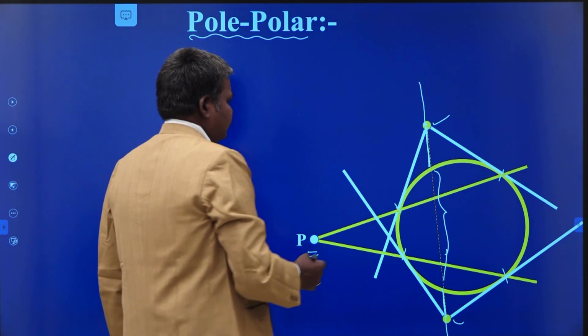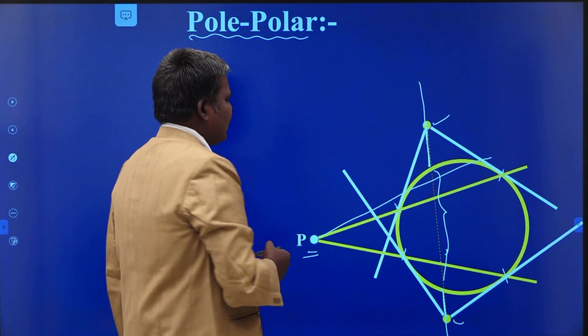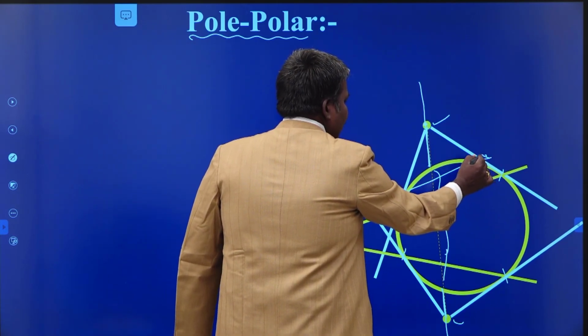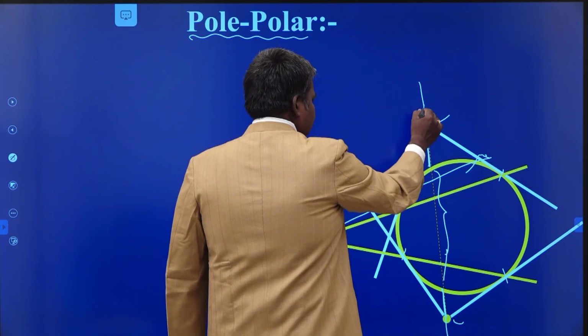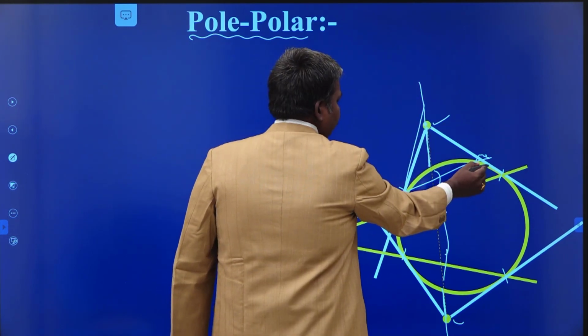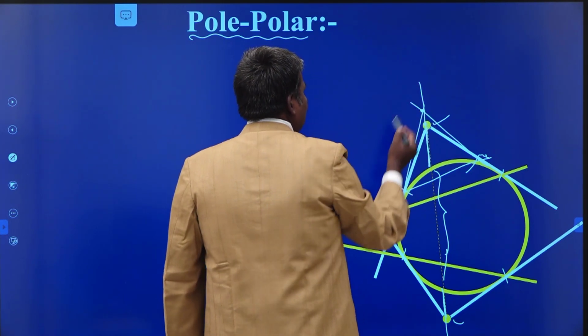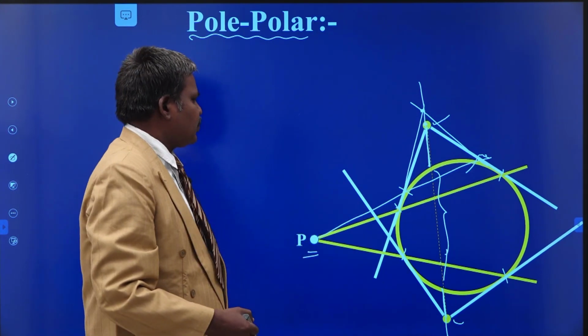If you draw another secant line through this point, this is the secant line. They intersect the circle at these points. Again, you can draw the tangents at this point to the circle. They intersect in this manner. This is also my point on the locus. So, you can build up in this manner the locus of point P with respect to the circle.